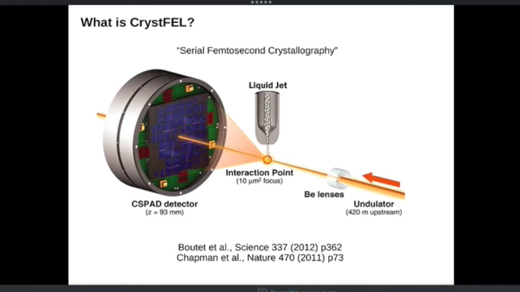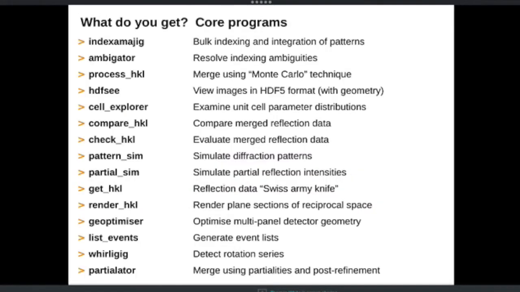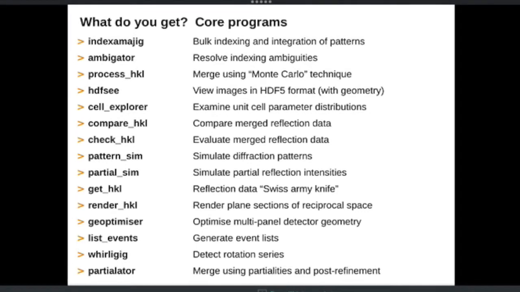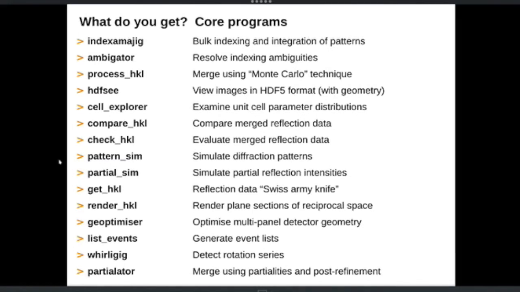So what do you get in CrystFEL? You get these tools primarily. Each of these does a different part of serial crystallography data processing. These are what you'll spend most of your time with as users. CrystFEL is primarily a command line piece of software, but some of these are graphical user interface tools as well. As well as the data processing tools, there are some simulation tools. In the middle there, you see pattern_sim and partial_sim. You can use those to generate test data if you want to test your data processing, or if you want to test some other algorithm.